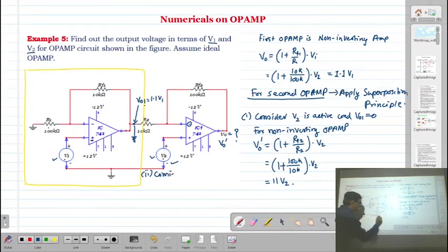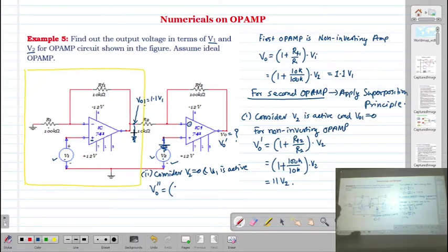Now consider V2 is equal to 0 and VO1 is active. Correct? So in that case, the output voltage is okay. Now VO2 is connected to ground. Remember, now this is connected to ground, and the input voltage at this point is 1.1 volt.